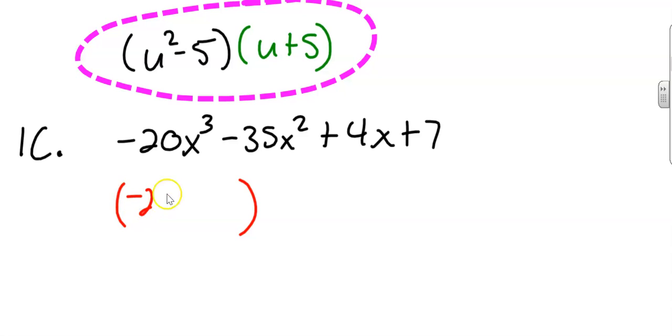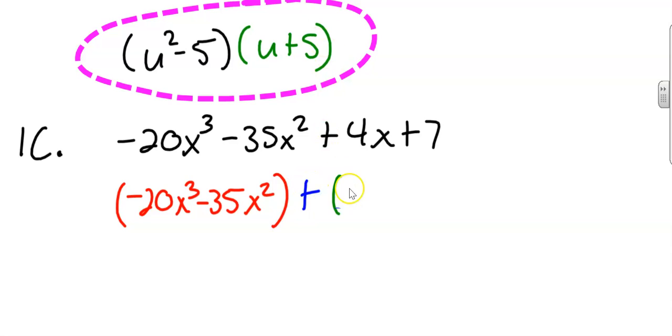So we'll group the first two terms together. And then group the last two terms together. Okay, so you've got negative 20, negative 35. They're both negative, so we know we're going to divide them both by a negative. They both end in zeros and 5, so for that part, you would basically factor out a negative 5.